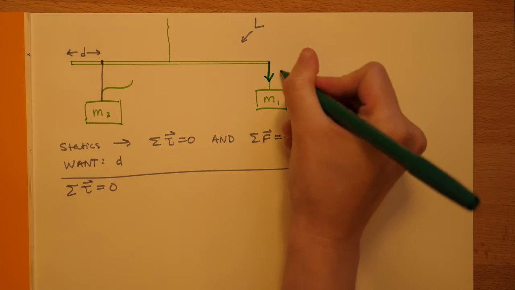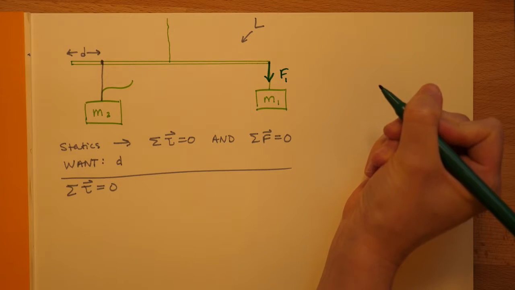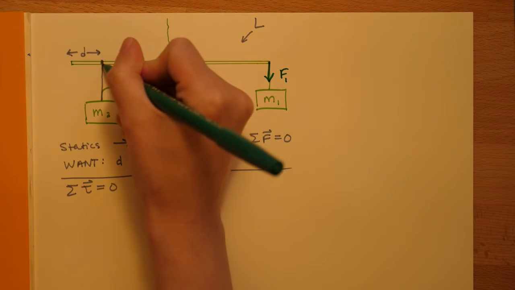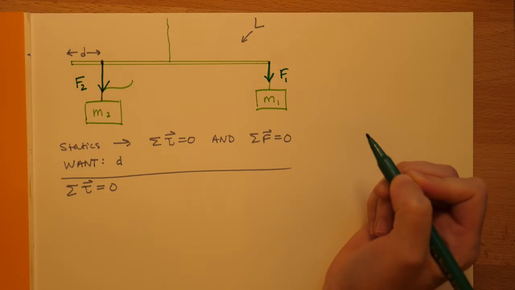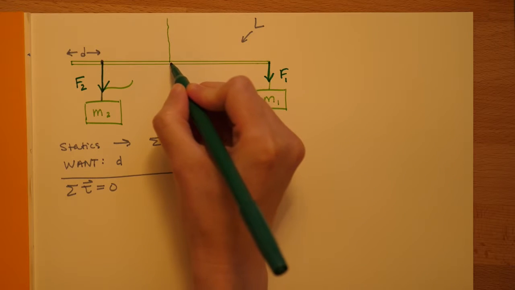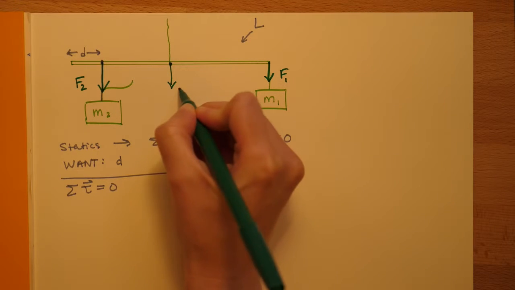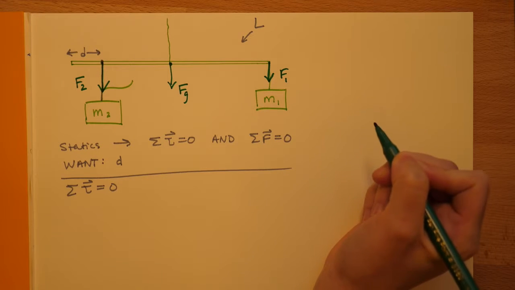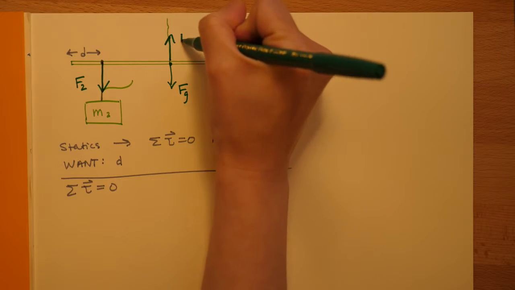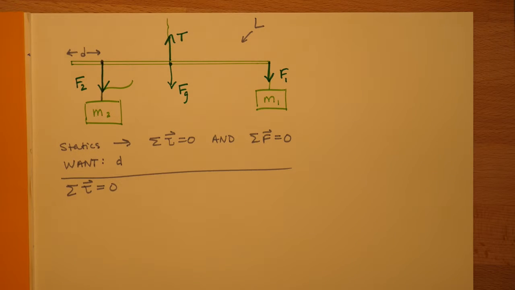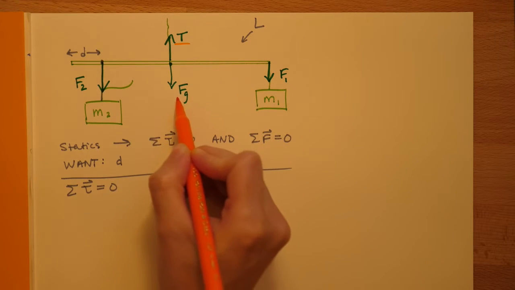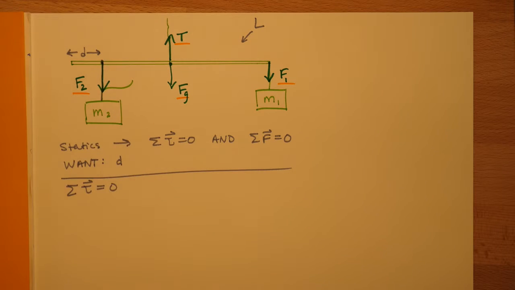on the stick. So this is the force from mass 1. Over here we have the force pulling down from mass 2. And then the stick has some mass, so there's gravity pulling on the center of mass of the stick, and there's a tension force pulling up from the string. So we have 4 forces: 1, 2, 3, 4. Okay, so we've drawn our free body diagram.